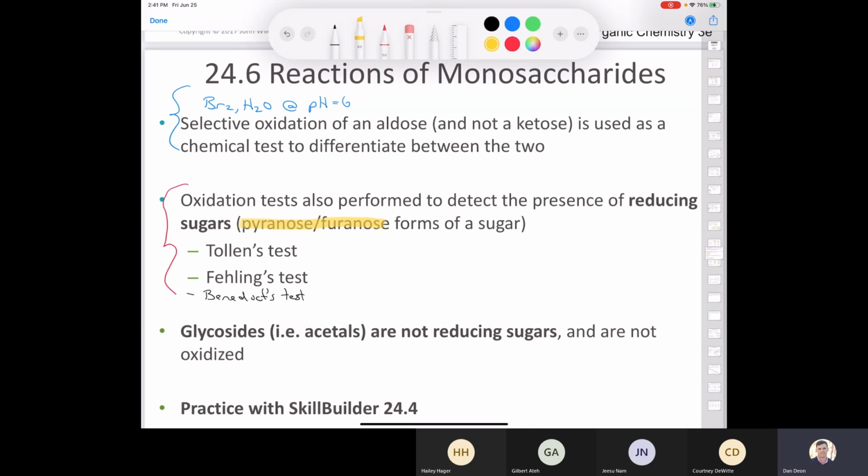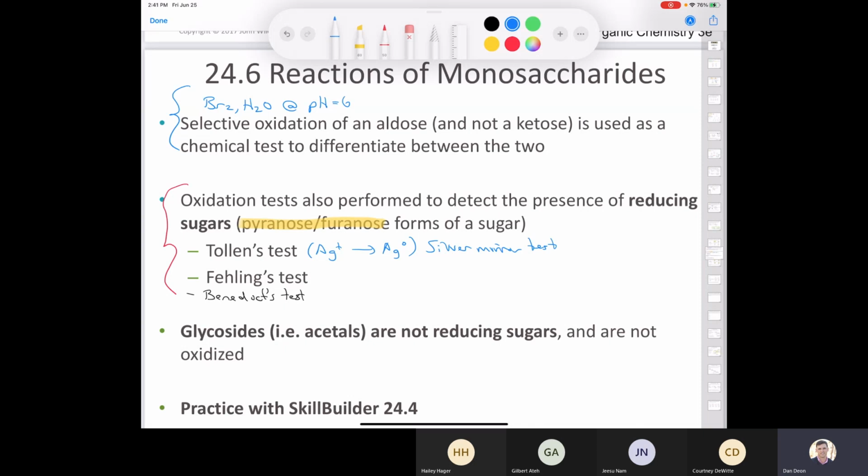So for example, in the Tollens test, what you do is you reduce silver ions, you reduce them to silver 0. And sometimes we call this the silver mirror test. And that's not done in that many undergraduate labs because it's so expensive, but you could Google it and find a picture of the silver mirror test.